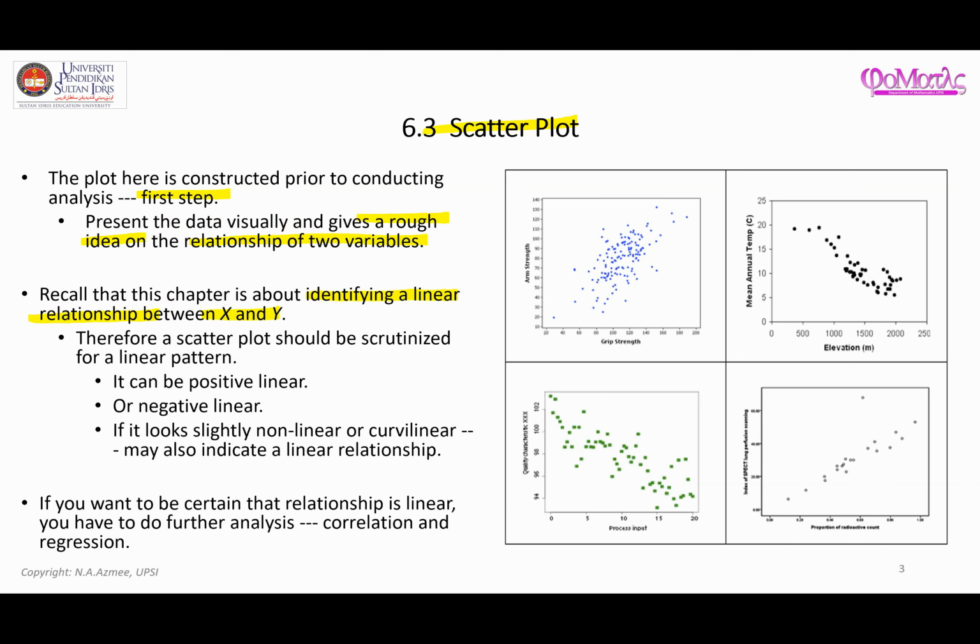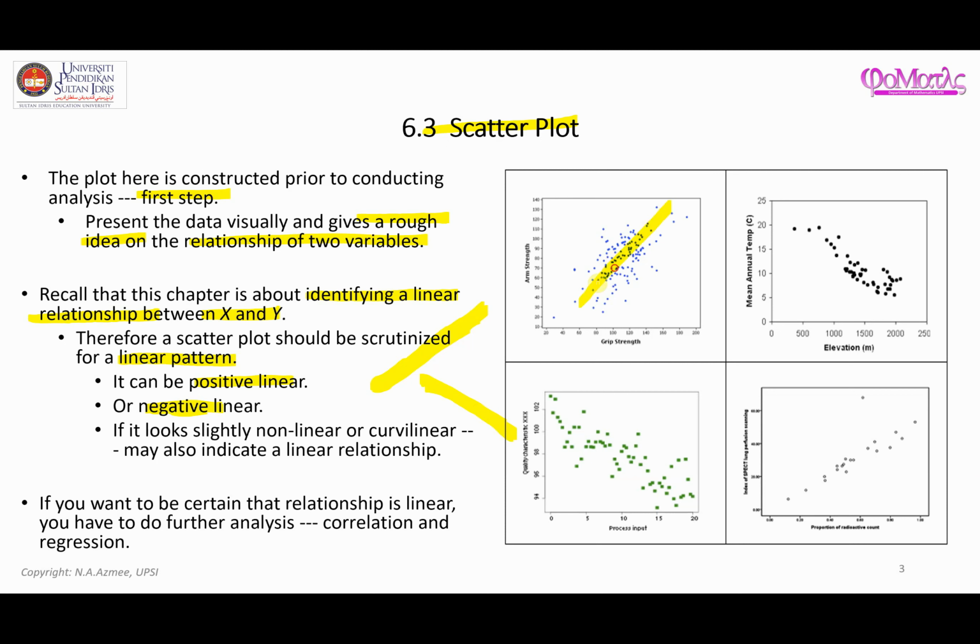Therefore, when you have a scatter plot, it should be scrutinized for a linear pattern. A linear pattern is just a straight line. It can be positive linear, if it goes from the bottom upward in this direction, or it can be negative linear if it goes in this direction.